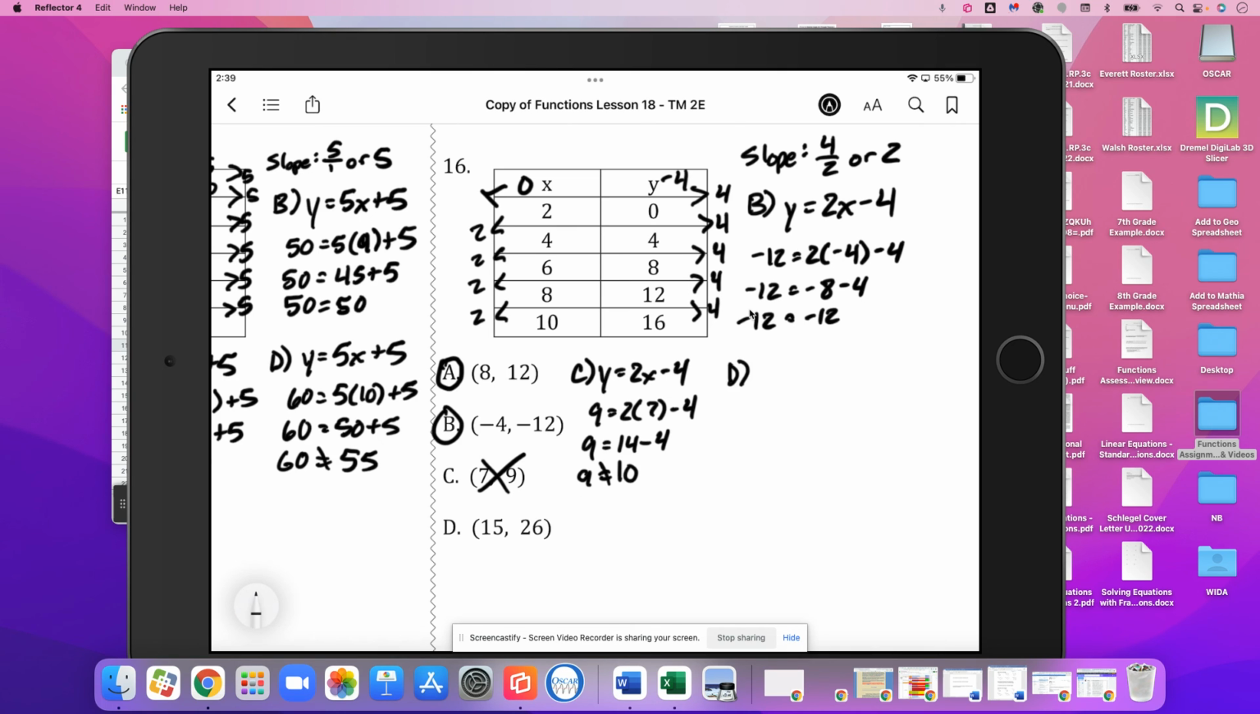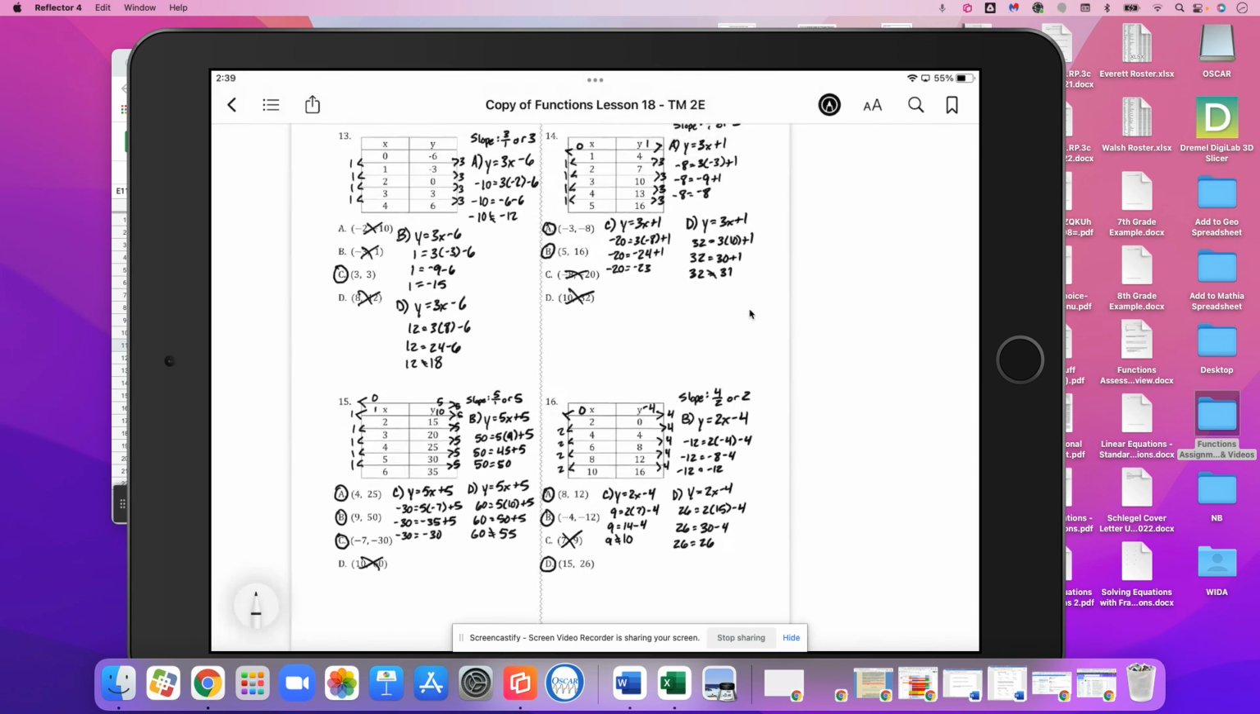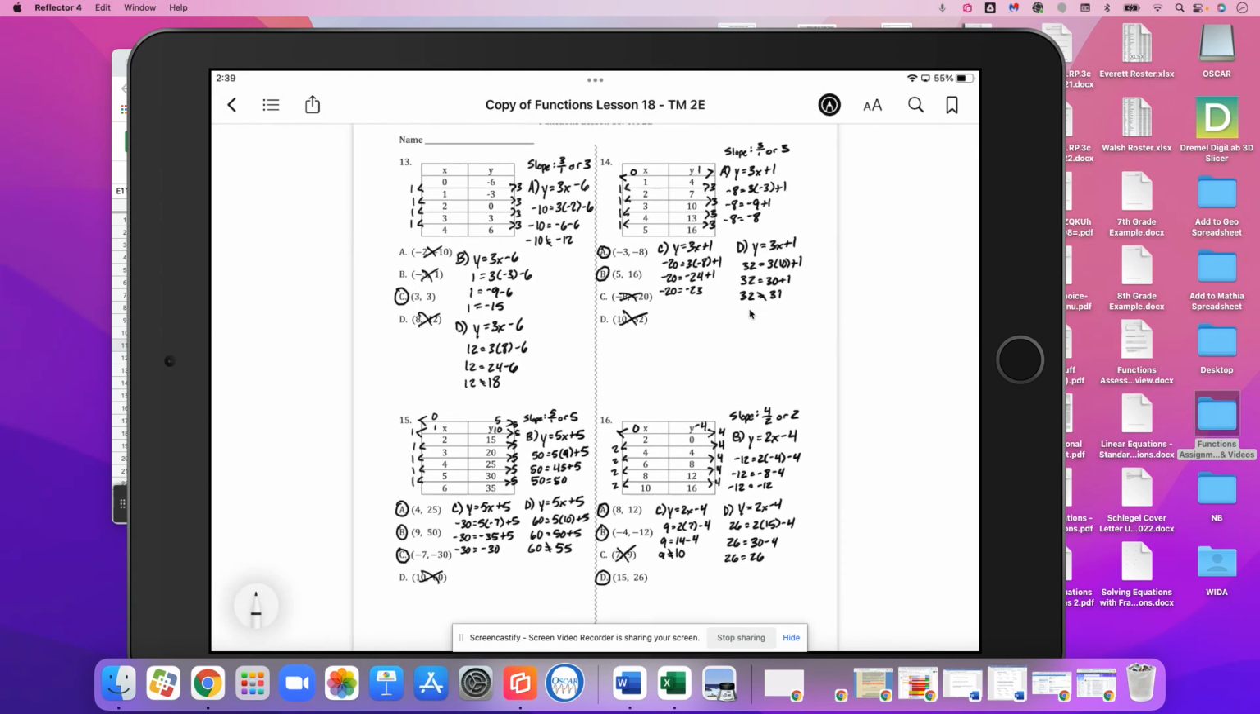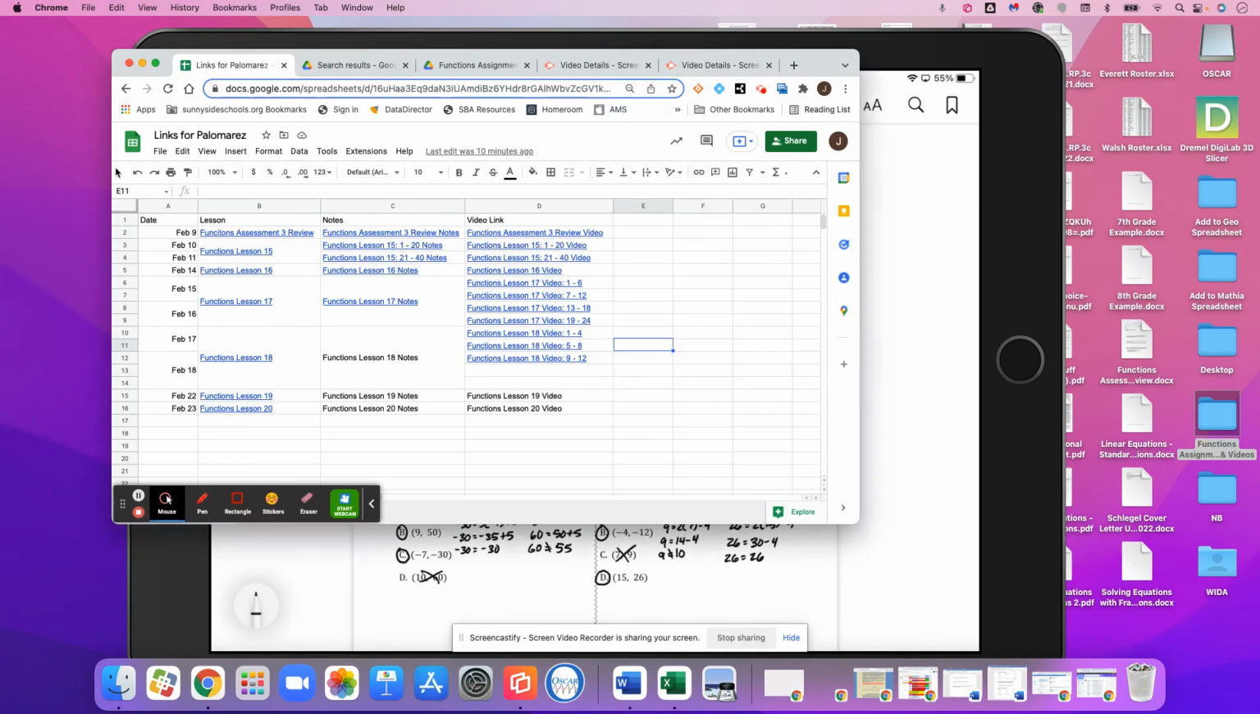How about D? Y equals 2x minus 4. 26 equals 2 times 15 minus 4. 26 is equal to 30 minus 4. So yes, 26 is equal to 26. So D does satisfy the function. I'll leave that there for a moment, but that's going to be it for 13 through 16. I hope this is helpful, and I hope that you have an awesome day.